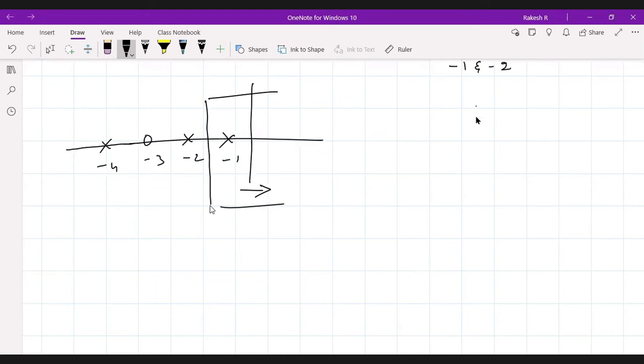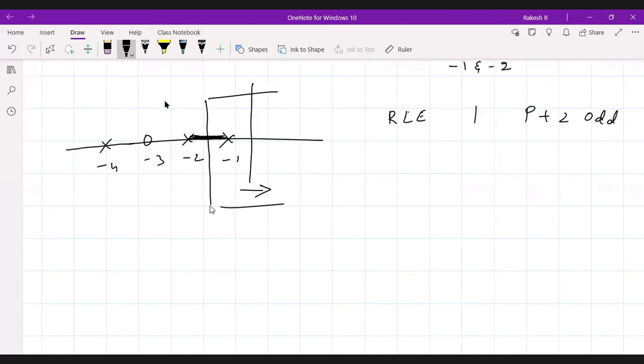We have only one pole plus 0. One pole plus 0 means it is odd. That means the root locus exists here. In between these two, we have the root locus part.